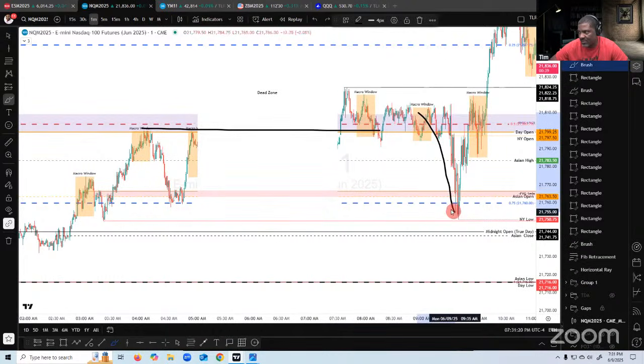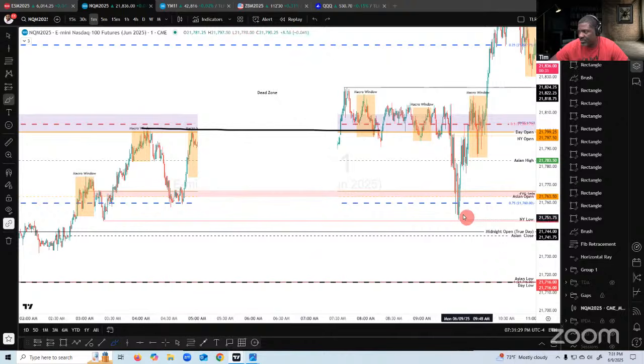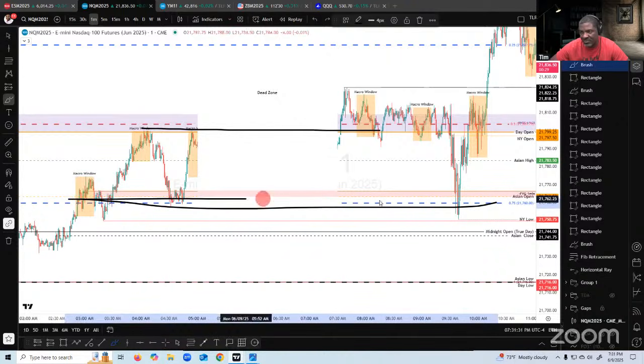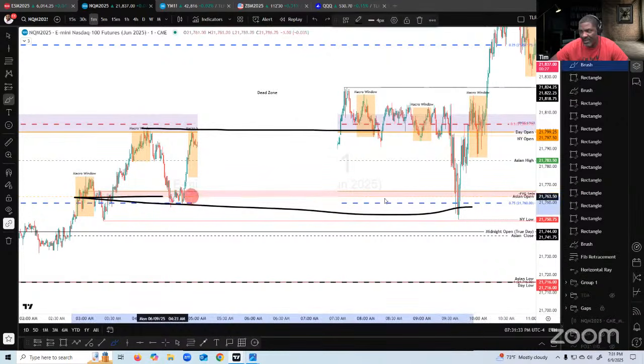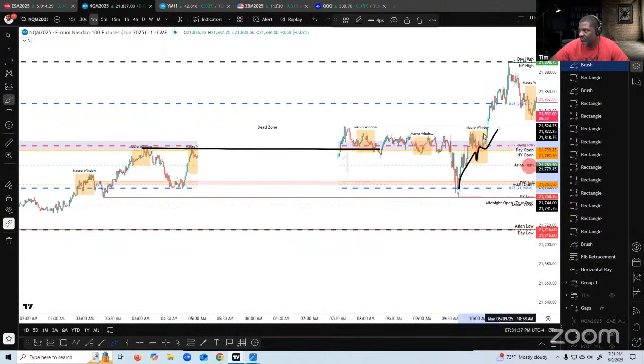So we get the manipulation to a specific time-based area of interest, right? Choose your PD array, right? At a specific level, right? Algorithmic level. And then we trade back up and end up making the high of the day.